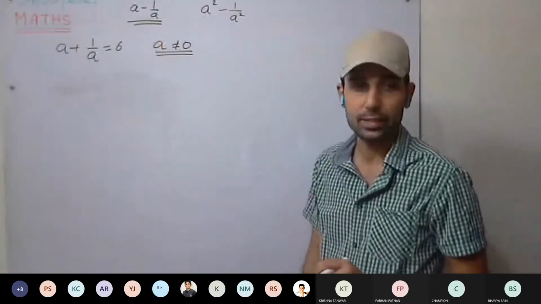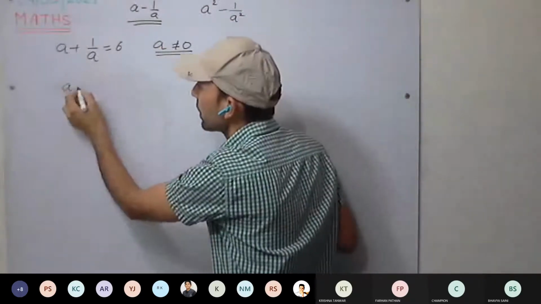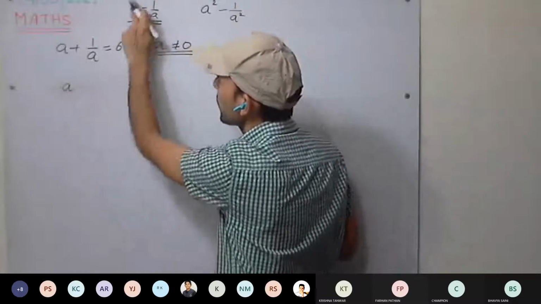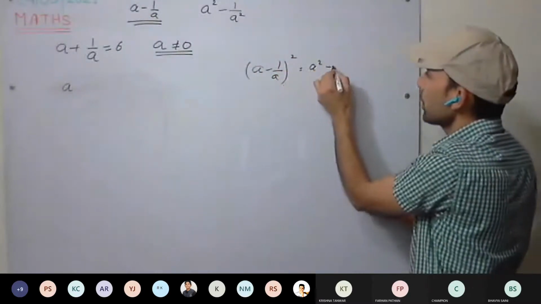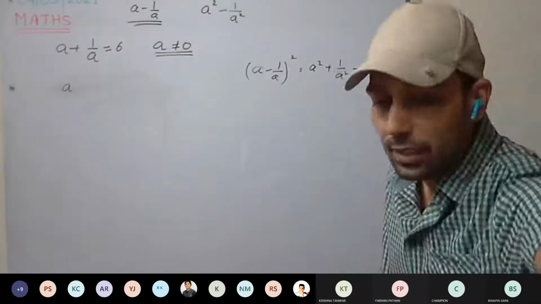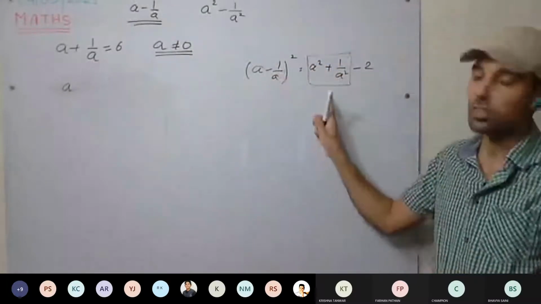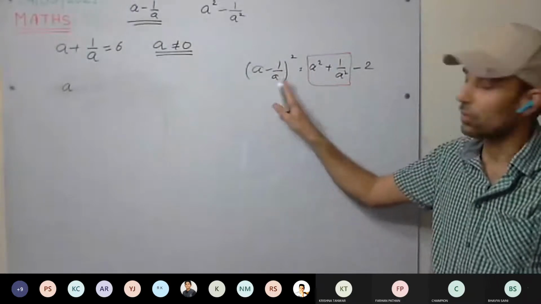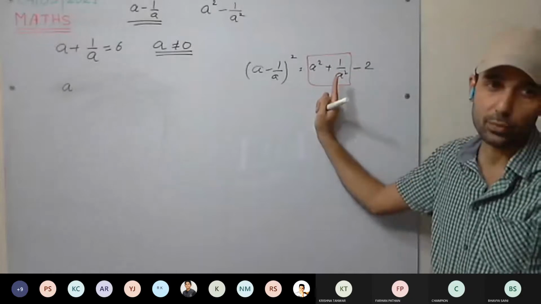Calculate a minus 1 upon a. How you are going to calculate? So see here, this you have to calculate. First, to calculate a minus 1 upon a, the whole square, that is a square plus 1 upon a square minus 2. So to find the value of a minus 1 upon a, we must have the value of a square plus 1 upon a square. So how are we going to calculate the value of a square plus 1 by a square?